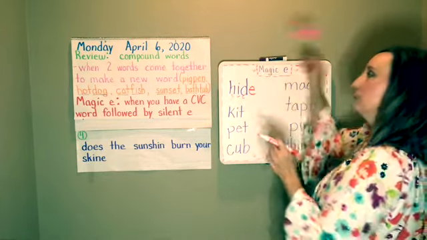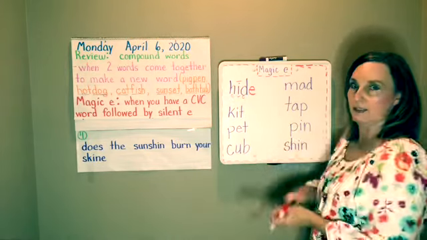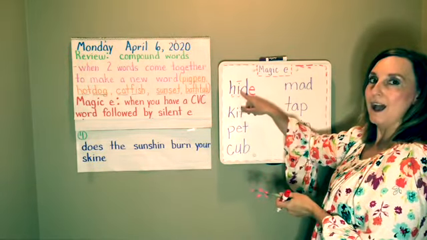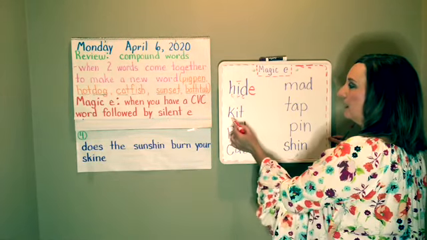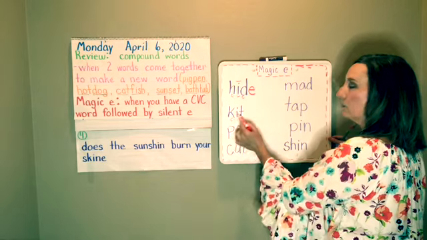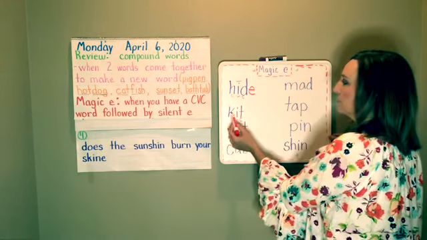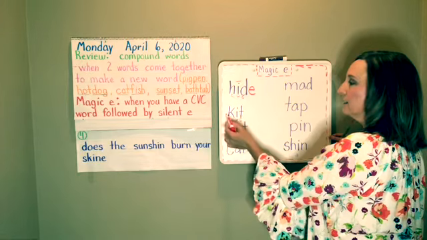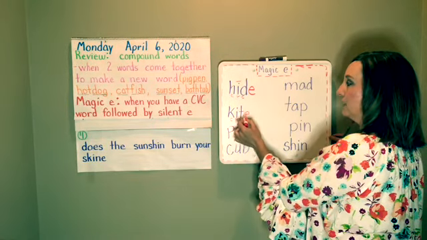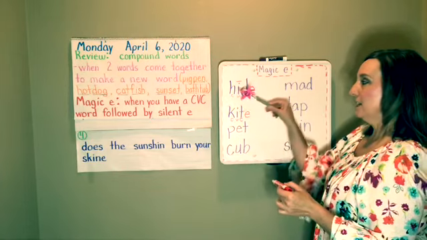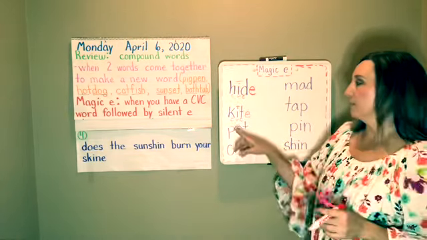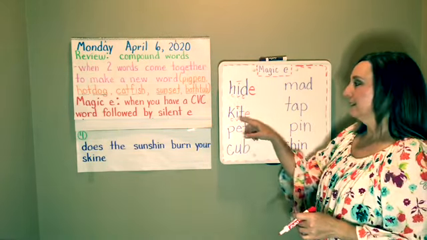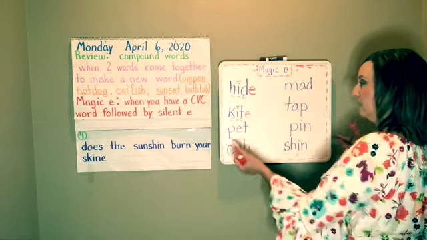Okay? So now if I add that magic E to the end, magic E makes that I say its long sound. So now the word would say hide. Very good. All right, the next word. Read this with me. This is a consonant, vowel, consonant, so it's going to be a short vowel sound. K, I, T, kit. So if I add magic E to the end, magic E makes that I say its long sound. So now let's read that word. K-I-T-E, kite. Very good.